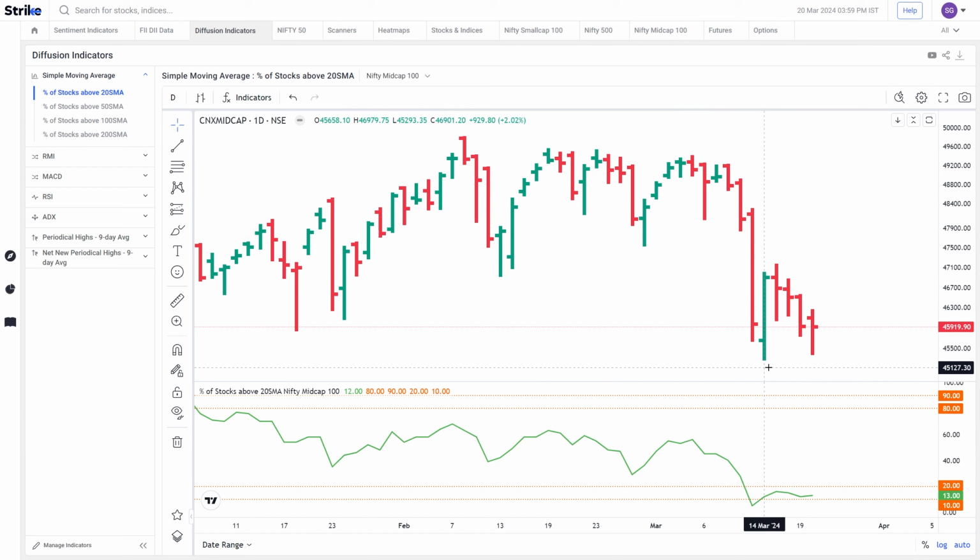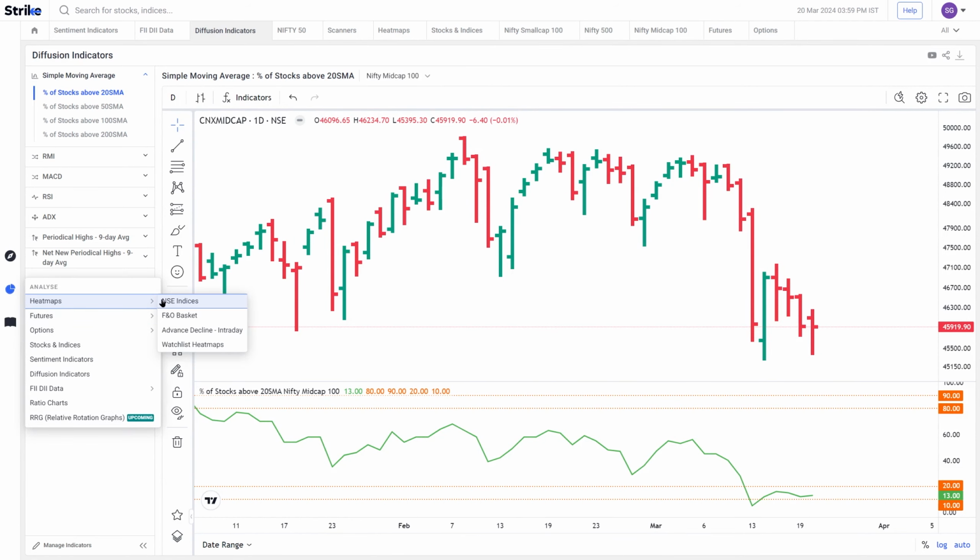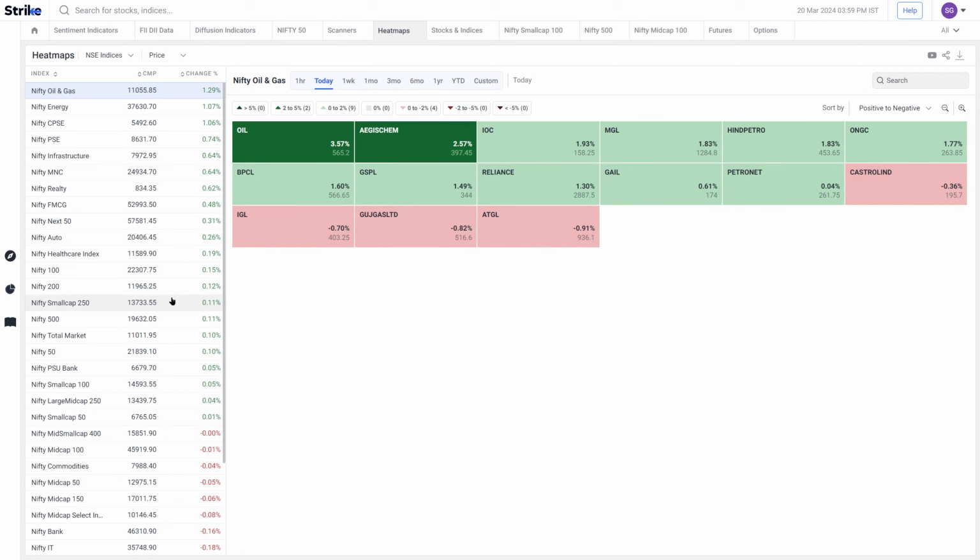But how do you find some strong stocks for this? The very first scan that we run is to look for strength based on performance. If during a falling market some parts of the market fall less, or in fact do not fall at all, that means they are the strong sectors or stocks which have strength.